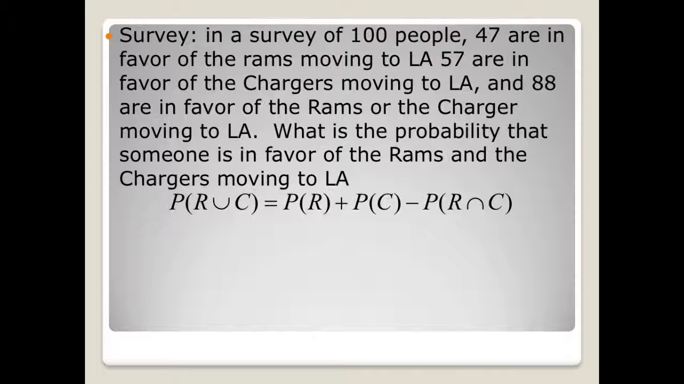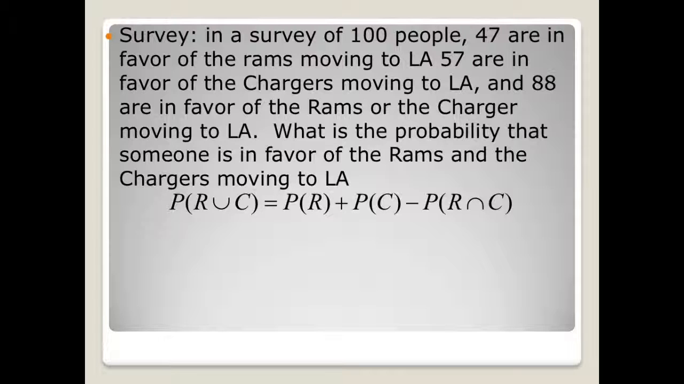Alright, so here's another use of the same formula. In a survey of 100 people, 47 are in favor of the Rams moving to LA, 57 are in favor of the Chargers moving to LA, and 88 are in favor of the Rams or the Chargers moving to LA. What's the probability that someone is in favor of the Rams and the Chargers moving to LA?